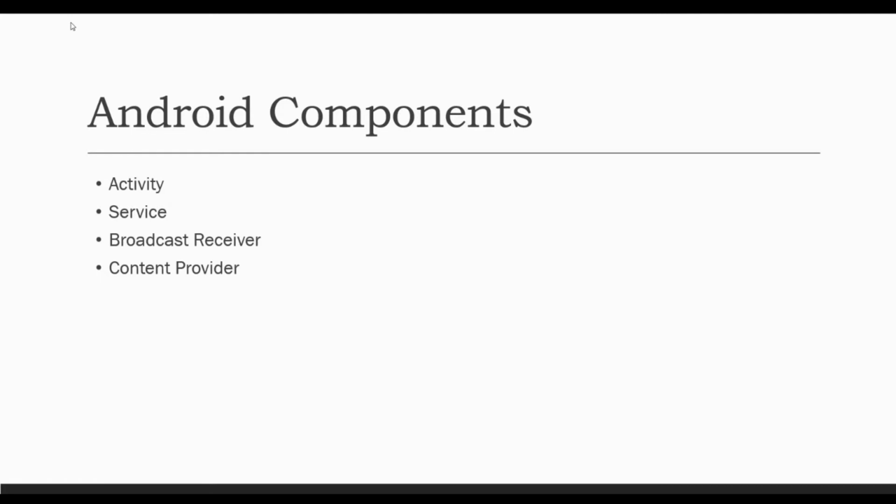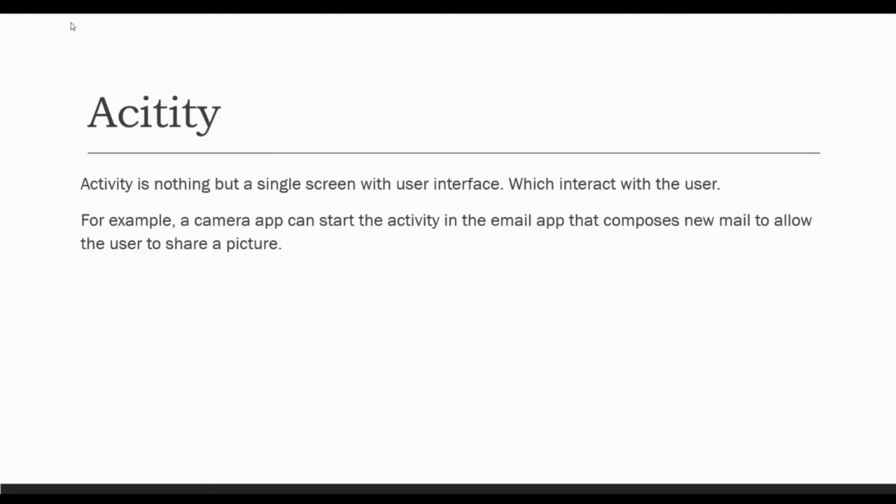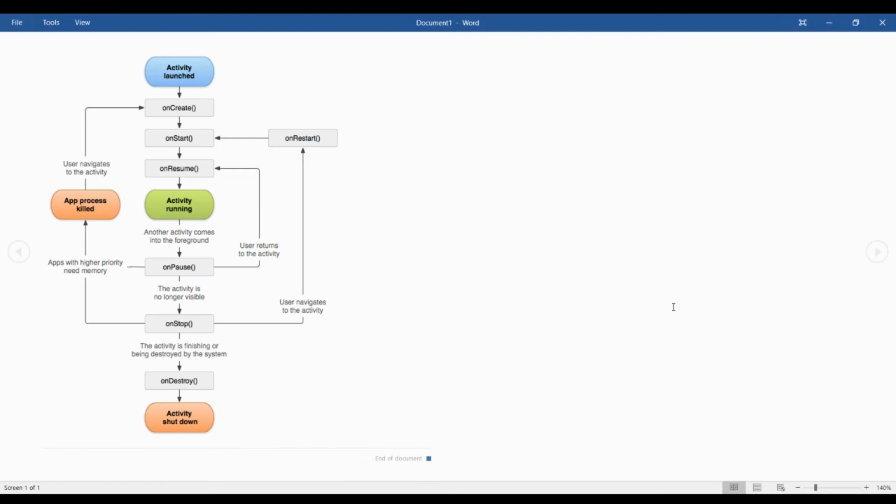First is activity. An activity is nothing but a single screen with a user interface, which interacts with the user. For example, a camera app can start the activity in the email app that composes a new mail, to allow the user to share a picture. Let's get into Android Studio. But before we do, you must read this.